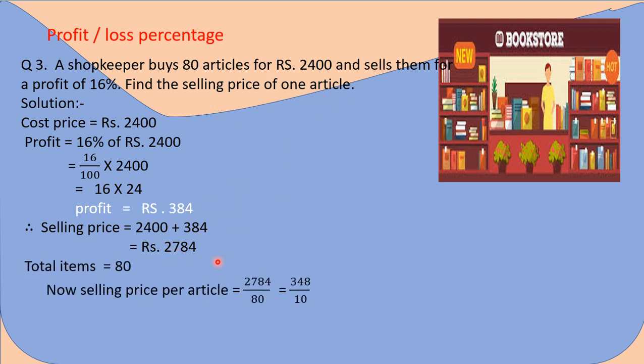So this selling price will be divided by 80. We get 348 upon 10, and after dividing this by 10 we get 34.80. So we can say the selling price of one article is 34.80 rupees. Now here this problem is based on the profit.